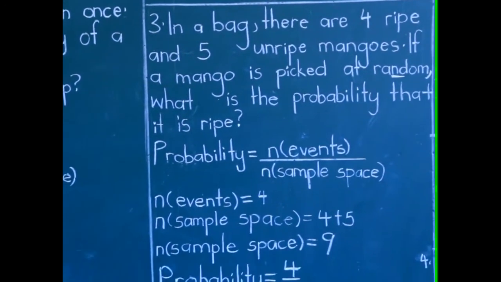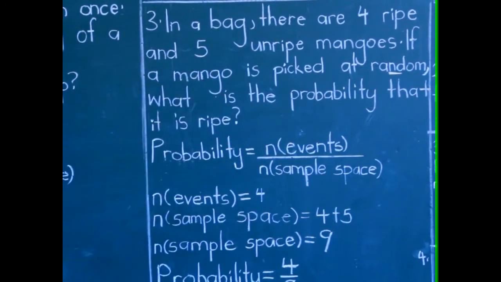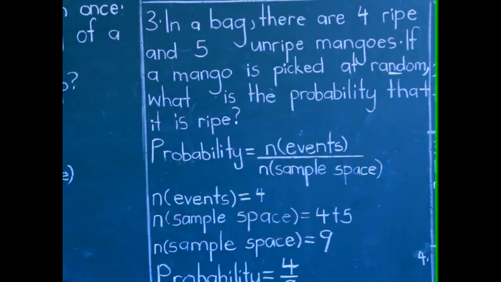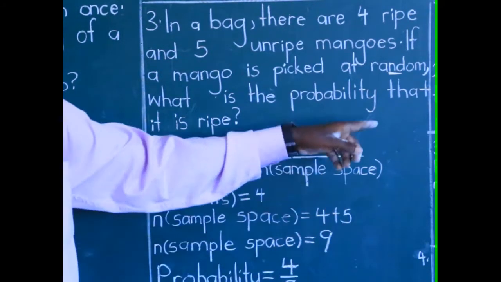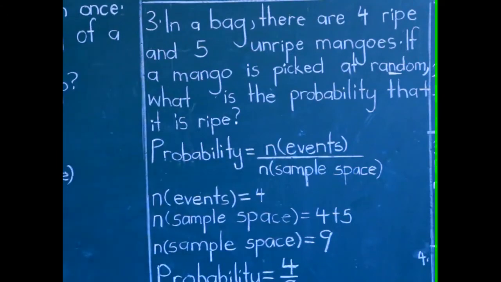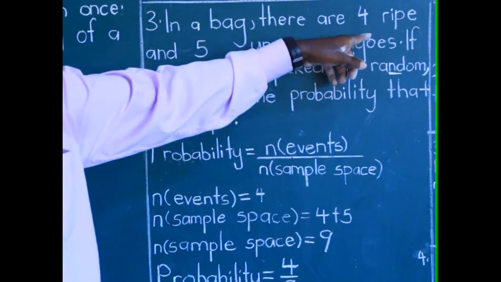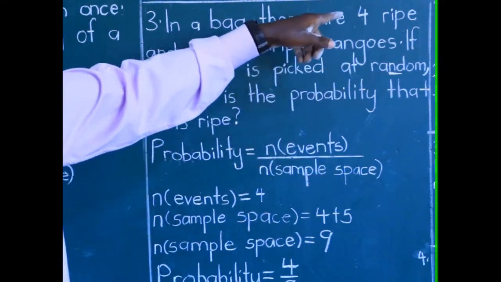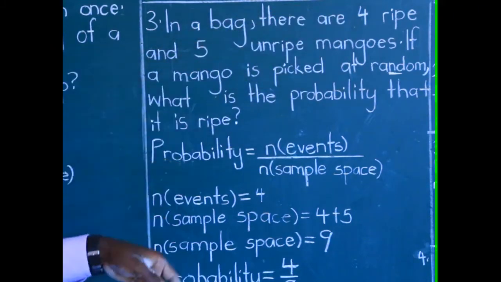So now, we've got ripe mangoes and unripe ones. We've got 4 that are ripe and 5 that are unripe. We shall find that we've got 9 mangoes. 4 are ripe and 5 are unripe. So the 9 is the total of 4 and 5, or the sum of 4 and 5, that's 5 plus 4, or 4 plus 5, you get 9. So that total number makes the number of sample space. So the number of sample space is 9.